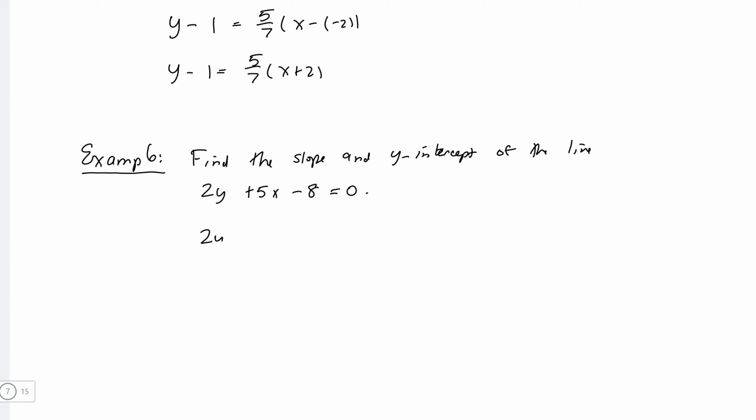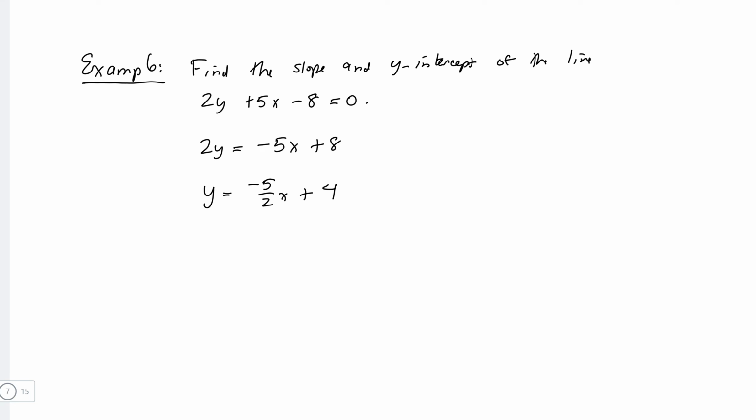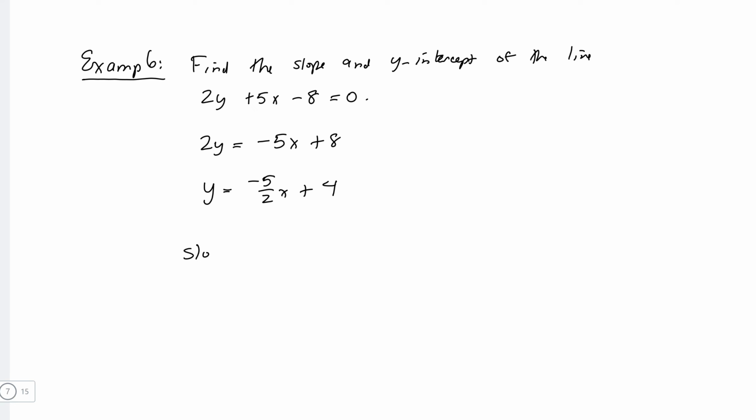The first thing we'll do is take the 5x and the 8 and bring those to the other side. So I get y equals minus 5x plus 8. Now we want to get y by itself, so we'll divide both sides by 2. This gives me minus 5/2 x plus 8 over 2, which is 4. From this we can read off the slope as the coefficient of x, so our slope is minus 5/2. This equation is in slope-intercept form, so our intercept is 4, because this is in the form y equals mx plus b.